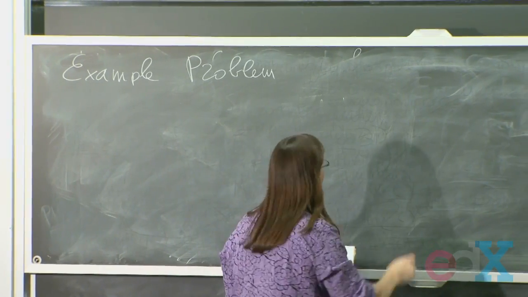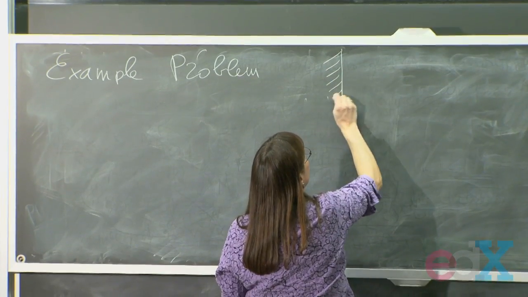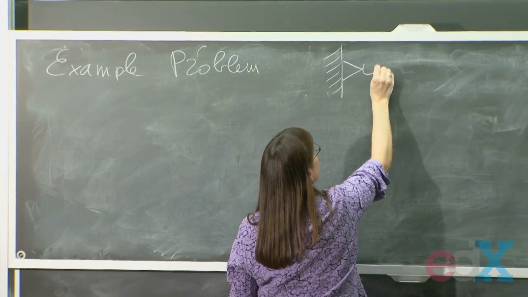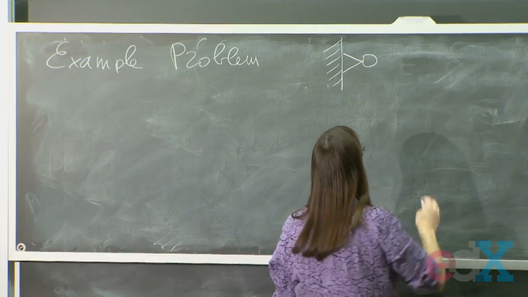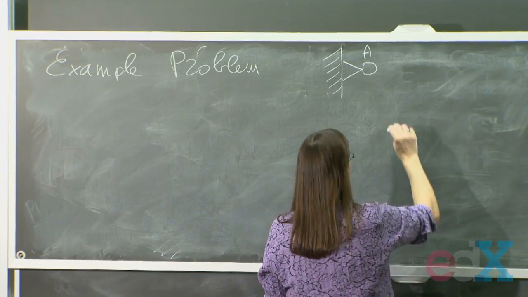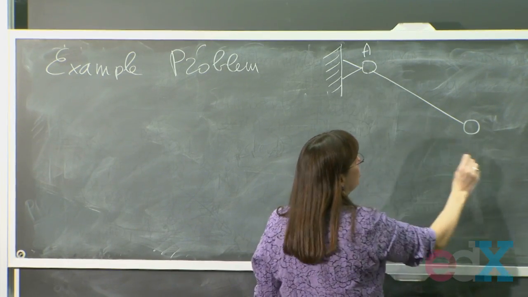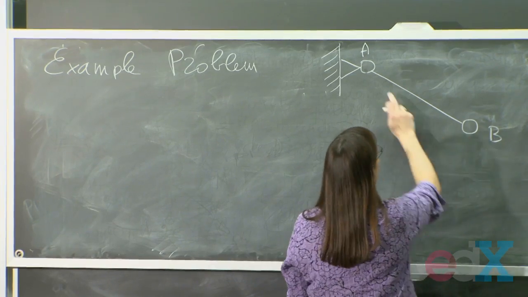We're going to make a simple truss. We're going to have a wall with a hinge on this side, and let's say that this is hinge A. This hinge A is connected to hinge B by a bar.